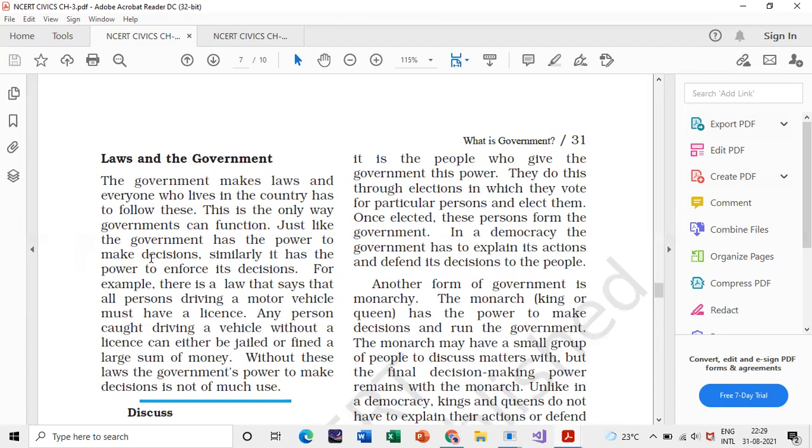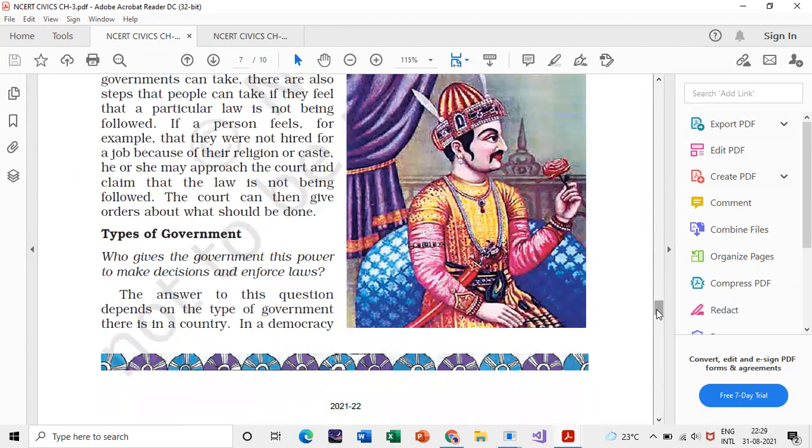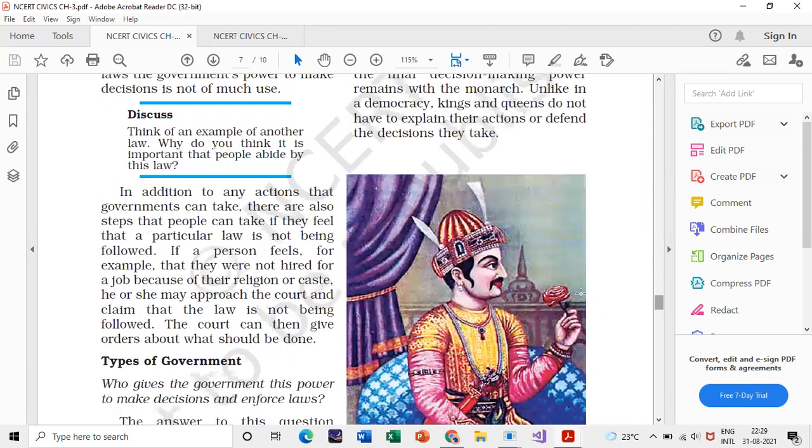What do you think about that? Do you think making laws is necessary? Do you think laws are important? These are the questions. Then the next paragraph is like this: in addition to any action that governments can take, there are steps that people can take if they feel that a particular law is not being followed. So if that happens, what do people do?